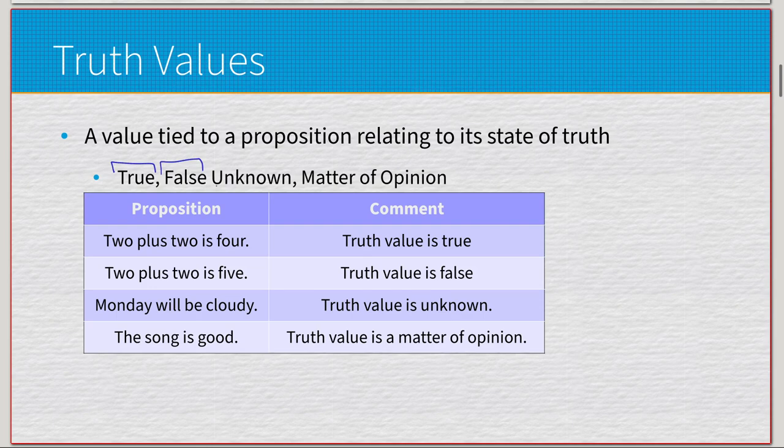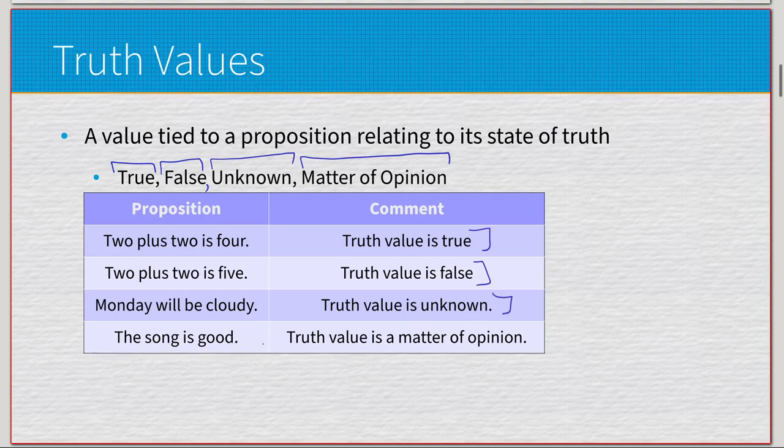There are unknown and matter of opinion based statements. Examples, when we can tell that 2 plus 2 is 4, well, yes, this is going to be true. 2 plus 2 is 5 is false. But Monday will be cloudy. Well, maybe, let's consider the fact it's maybe Saturday today. We don't know what Monday is going to be. We might have a weather app or something that says it'll be cloudy, but until that day comes, we can't determine it, so it is currently unknown.